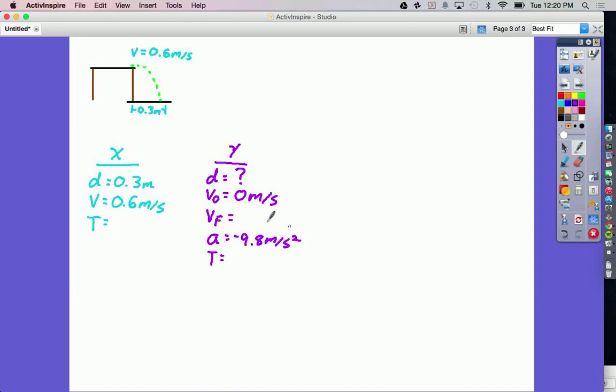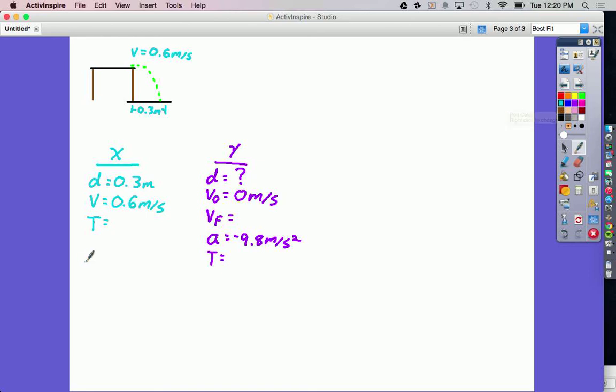And every projectile always has an acceleration of negative 9.8 meters per second squared. So what we really want is something in the y direction, but we don't have enough information to solve. We only have two things. So we need time. Time is what x and y have in common. So we're going to solve for time in the x direction. That'll give us time in the y direction, and then we can solve the rest of the problem.